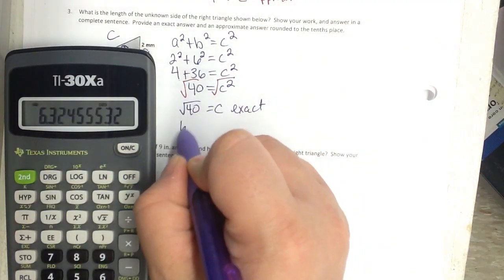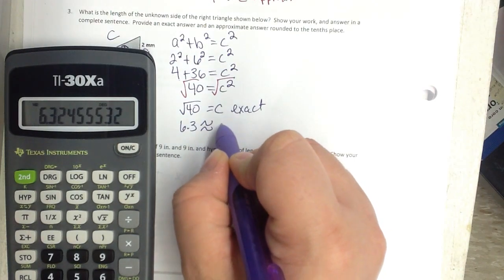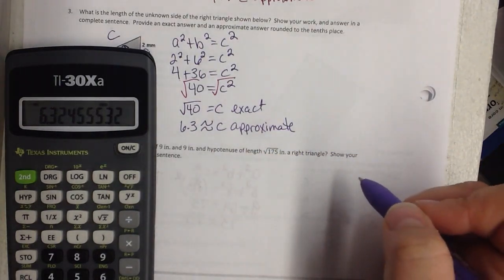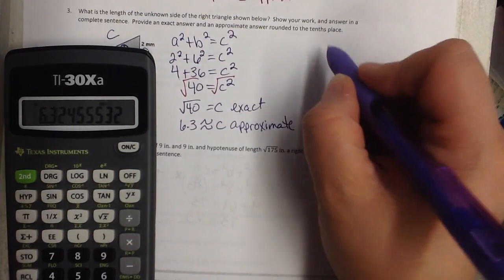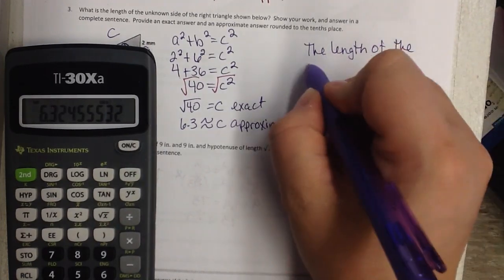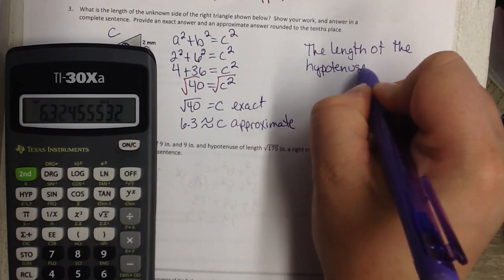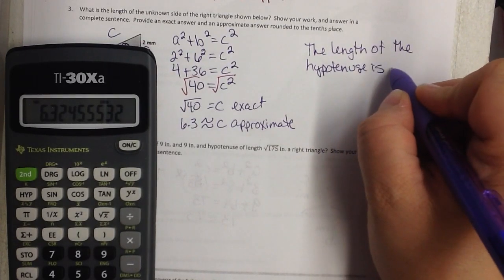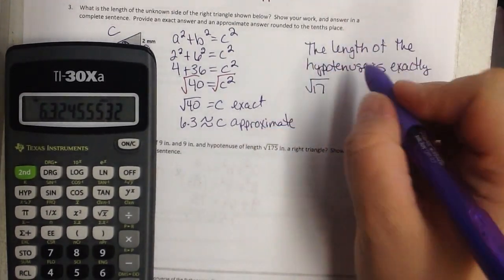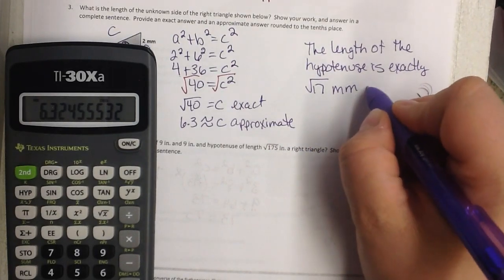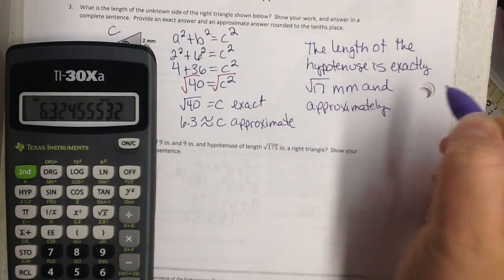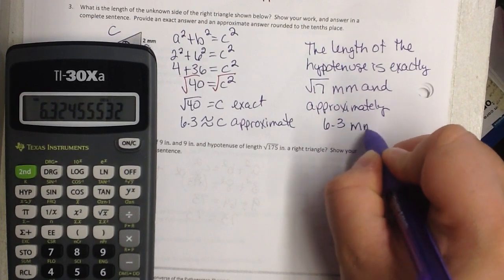6.3 approximately. So 6.3 is approximately C. Then you would write your answer in a complete sentence. The length of the hypotenuse is exactly the square root of 17 millimeters. Do not forget your units. And approximately 6.3 millimeters.